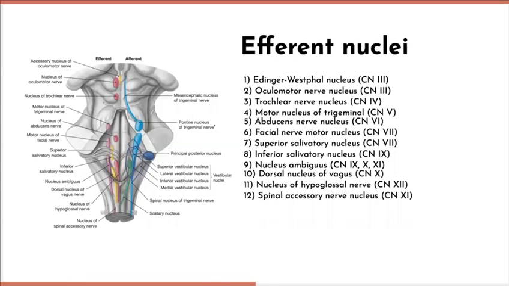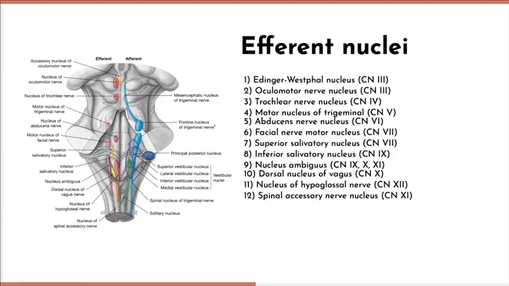So now we'll move on to the special visceral efferent nuclei. These nuclei give off fibers which actually innervate the muscles of the pharyngeal arches. The first one, we have cranial nerve 5 trigeminal motor nucleus, which innervates the muscles of the first pharyngeal arch, and these include the masticatory muscles. These are the medial and the lateral pterygoid, the temporalis, and the masseter muscles.